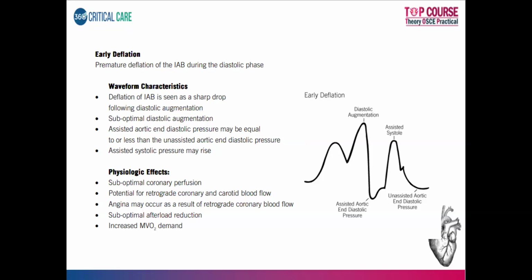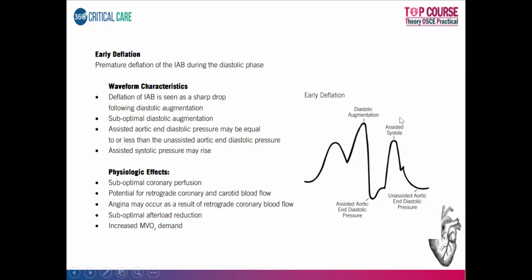It usually occurs during the diastolic phase, so augmentation will be lost. There'll be a sharp drop following the diastolic augmentation. This is the sharp drop which is seen, and the suboptimal augmentation for diastole. Assisted aortic end diastolic pressure may also be equal, or it can be less as compared to the unassisted one.